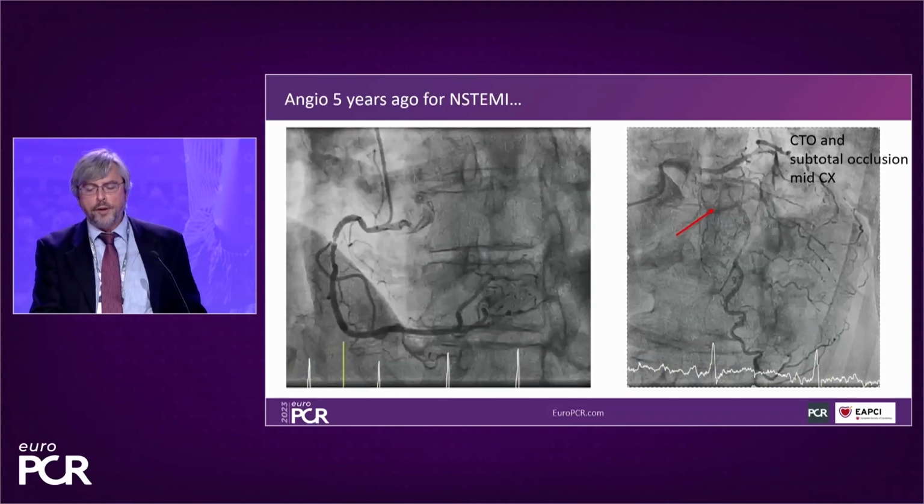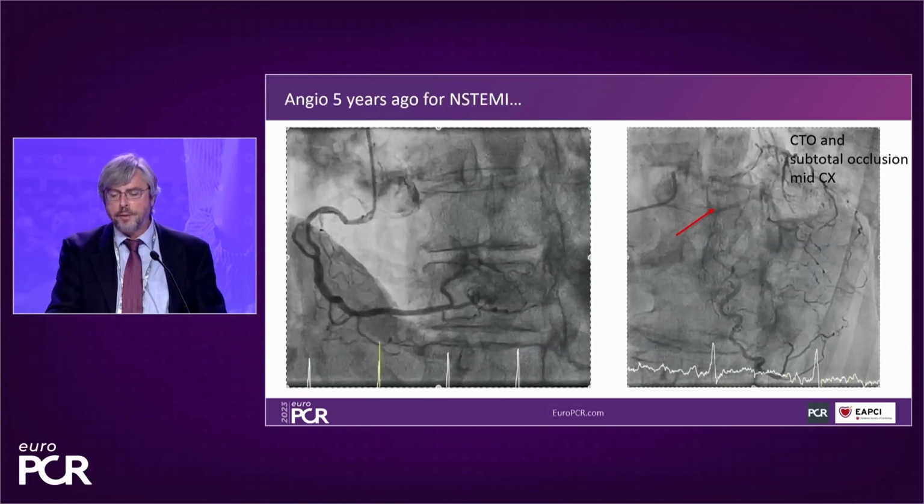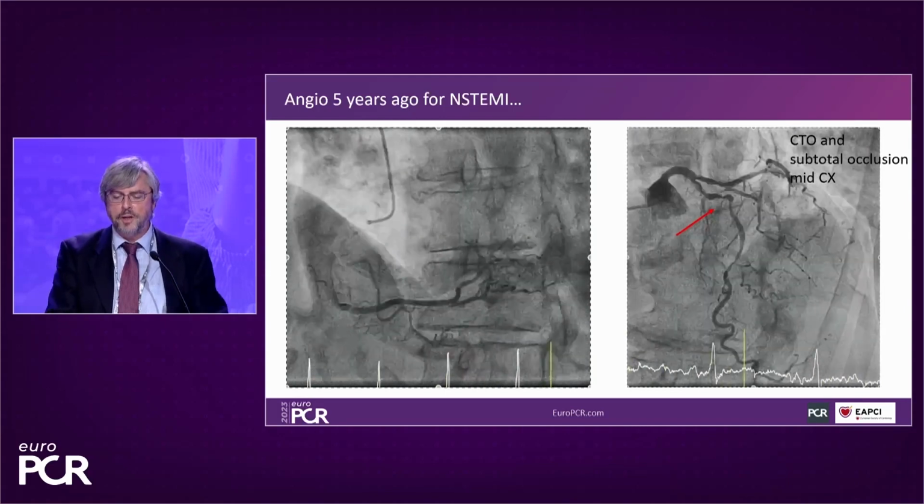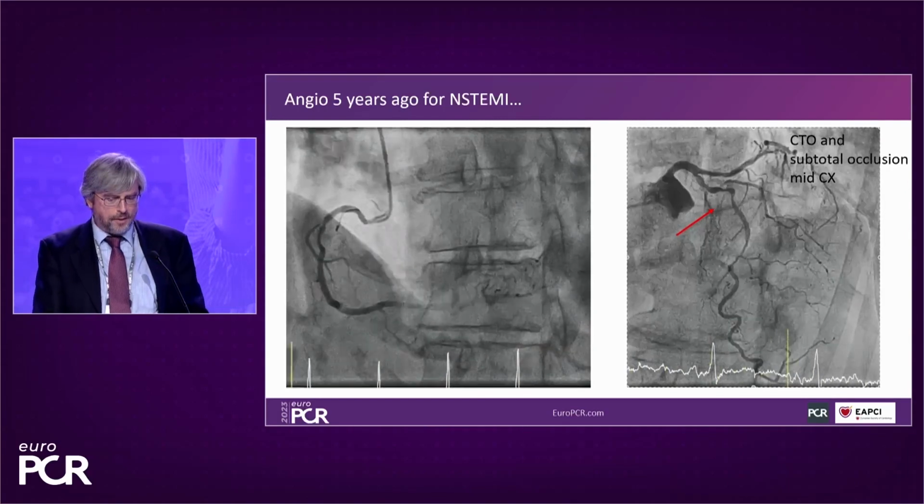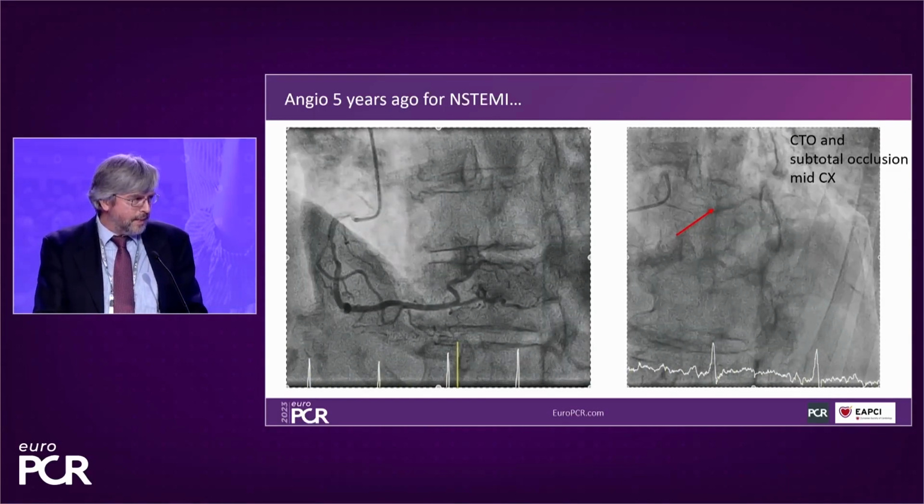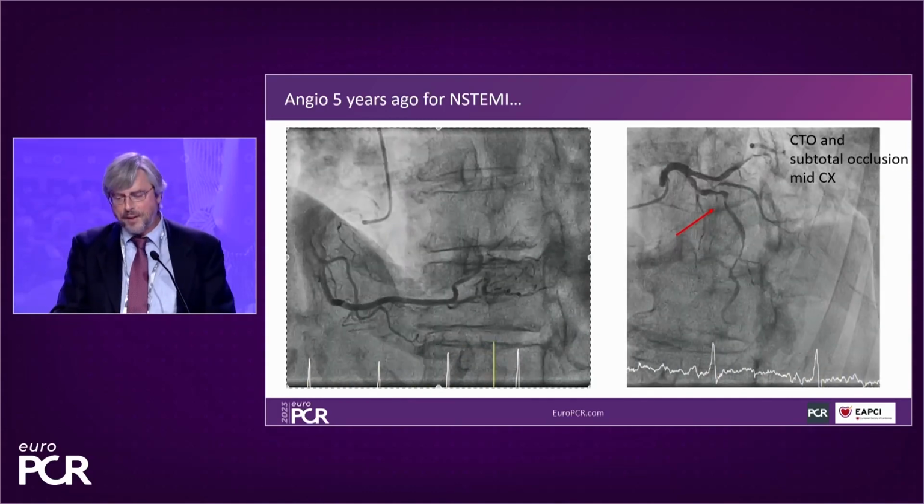And if you look further, you will find that there is a CTO of the mid-circ, and there's also subtotal occlusion of a branch. I mean, Jonathan, you do many cases. Would you take on that chronic total occlusion in this 80-year-old lady, or would you hope not to have to do it? I would hope not to have to do it.